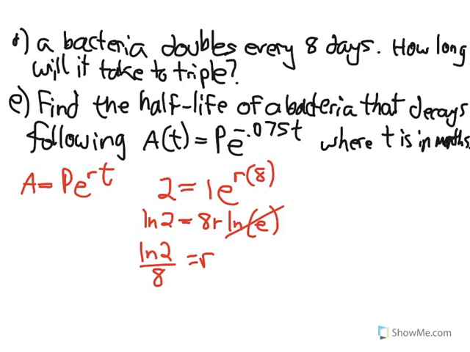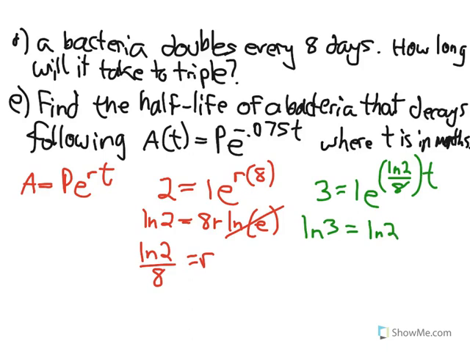Now the question asks, how long will it take to triple? So now we're going to use that same rate, because the rate is consistent. 3 equals 1e to the, we know our rate is ln 2 over 8, to the t. Now we're looking for t in the exponent on e because we're looking for how long it will take to triple. Ln both sides, because once again our variable's in the exponent.